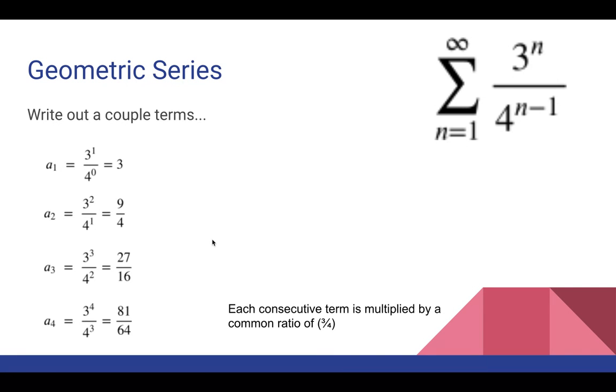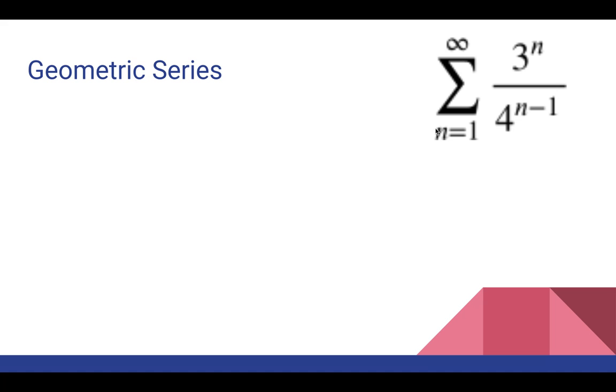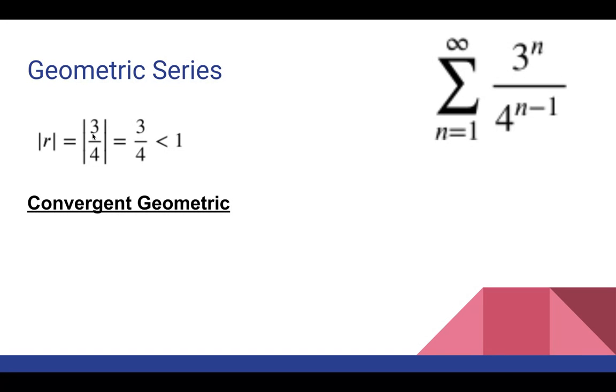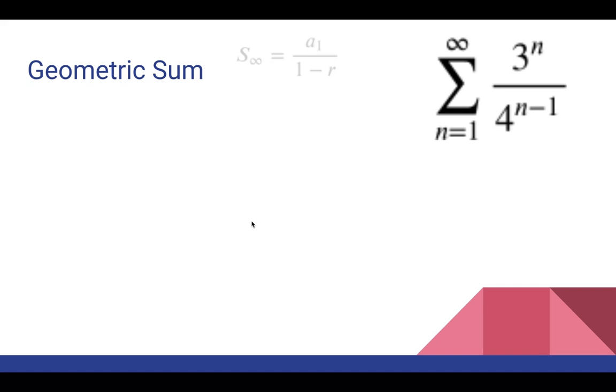So now that we know the common ratio, we can figure out whether this converges or diverges, because the geometric series test says that if the absolute value of the common ratio is less than 1, then the series will converge. And since the absolute value of 3 over 4 is 3 over 4, which is less than 1, this is a convergent geometric series. And since it's a convergent geometric series, we know that we can find the infinite sum using the infinite sum formula, which is basically just that the infinite sum equals the first term in the series over 1 minus the common ratio.